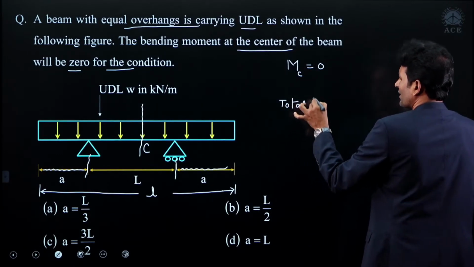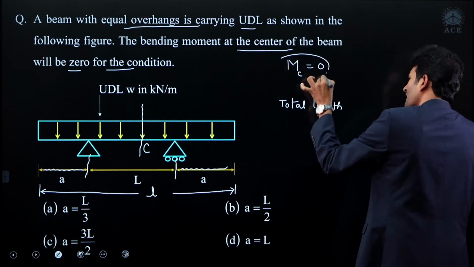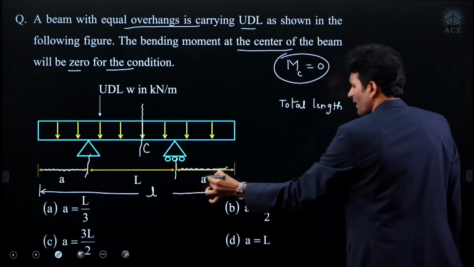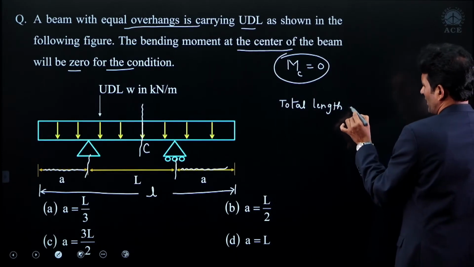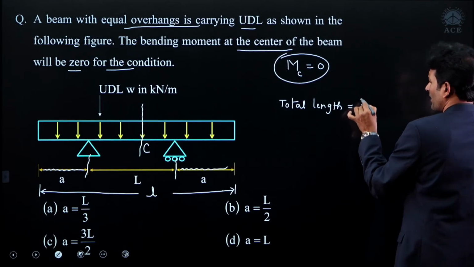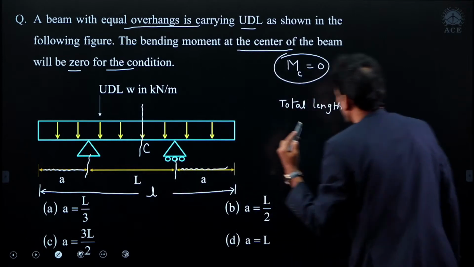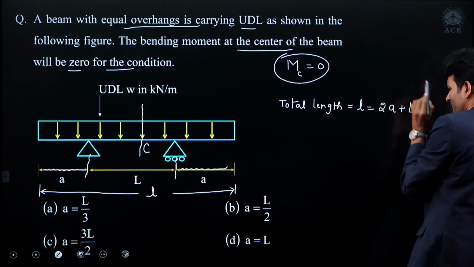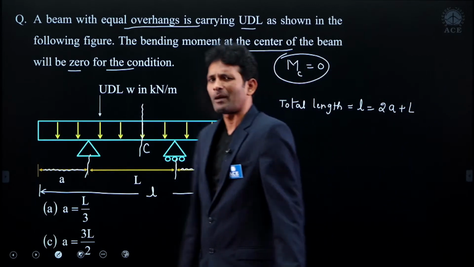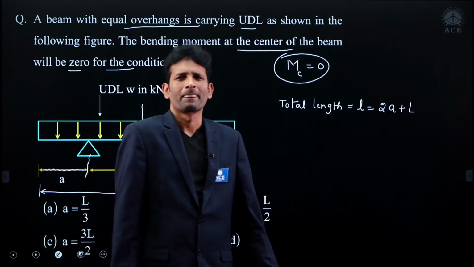Total length of the beam. To satisfy this condition, what value should I set? Total length of the beam, it is nothing but small l equal to A plus L plus A. I can write this as 2A plus capital L. 2A plus capital L, it is given the total length.